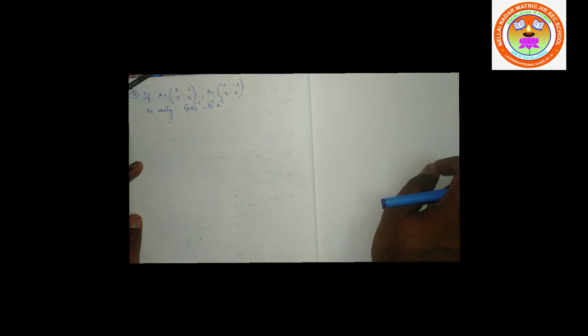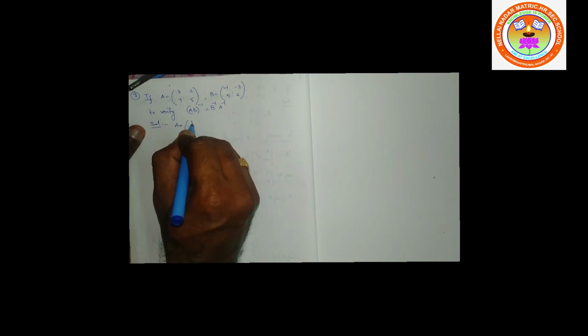Seventh sum. Next, an important 3 mark sum. If A is 3, 2, 7, 5 and B is minus 1, minus 3, 5 and 2, verify that AB the whole inverse is equal to B inverse into A inverse. AB the whole inverse is nothing but B inverse into A inverse. One of the important sums. So, first the solution.